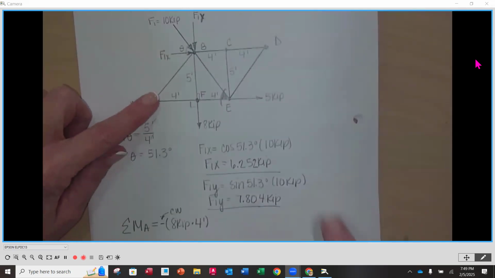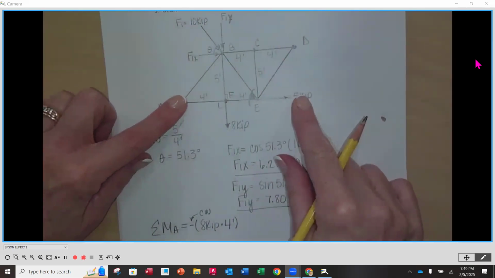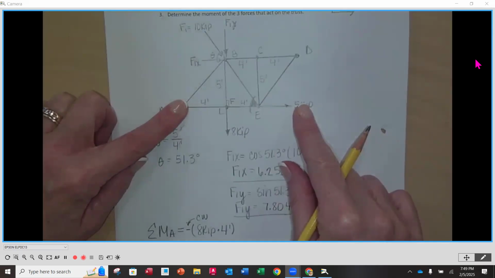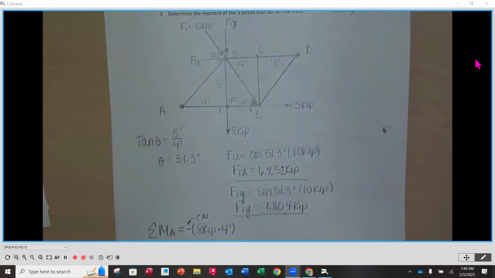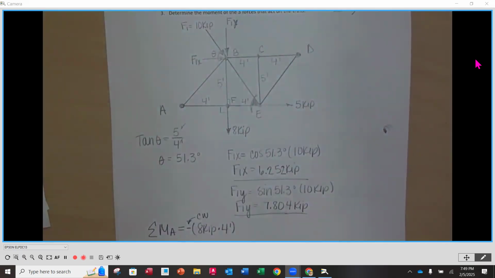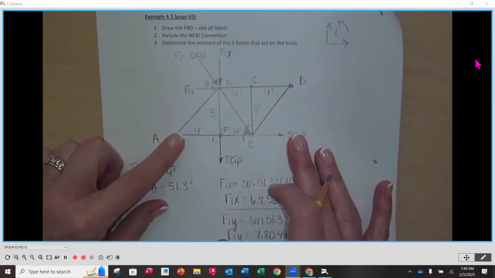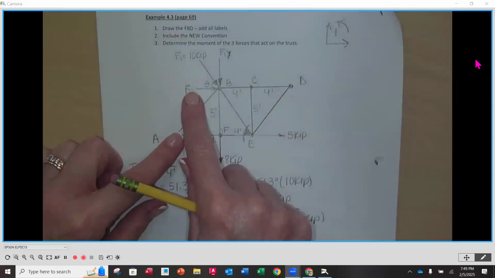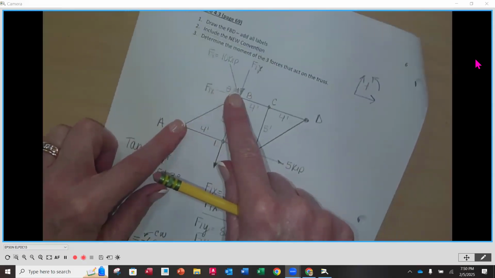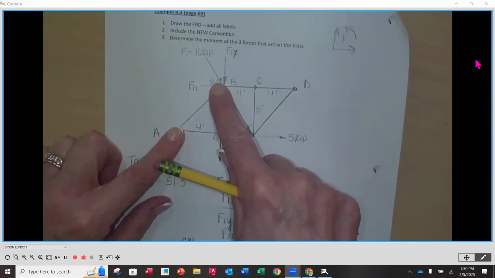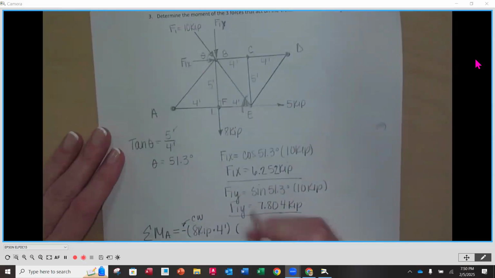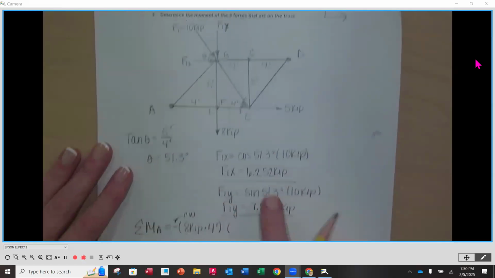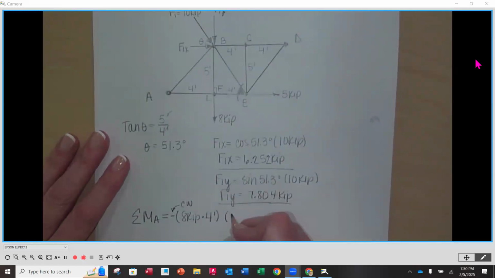I put my finger back on A and pull in the direction of the 5 kips. Does it cause a rotation? No, so it's not going to be included. Don't even put 5 times 0, just leave it off. It's not causing a rotation, so we're not going to worry about it. I'm going to go back up to F1, and we're going to pull in the direction of that F1X component. Yes, it causes rotation. The magnitude of F1X is 6.252 kips.